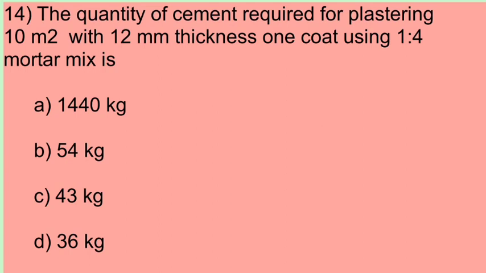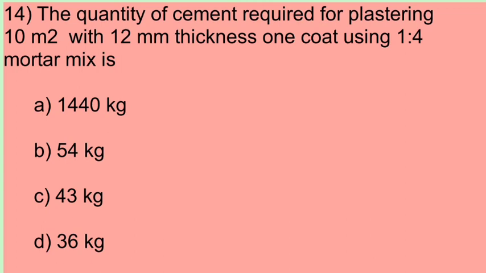Very simple. For answering this question, we have to know the unit weight of fine aggregate, that is unit weight of sand required for unit plastering. 10 square meter plastering is considered as 1 unit. So this is the main point, important point. 1 square meter is not 1 unit here. 10 square meter is considered as 1 unit for plastering.